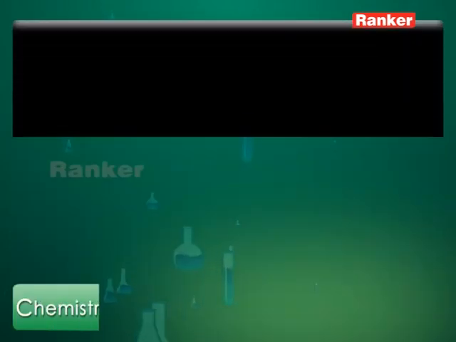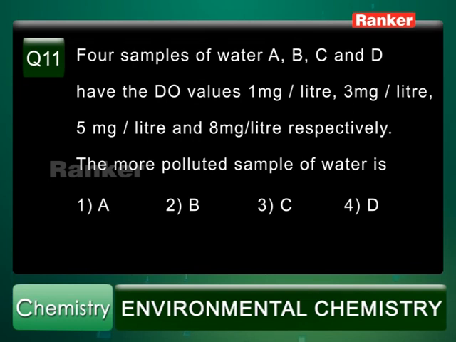Question number 11. Four samples of water A, B, C and D have dissolved oxygen (DO) values 1 milligram per liter, 3 milligrams per liter, 5 milligrams per liter and 8 milligrams per liter respectively. The more polluted sample of water is it A? Option 1 is given as A, option 2 B, option 3 C and option 4 is given as D.